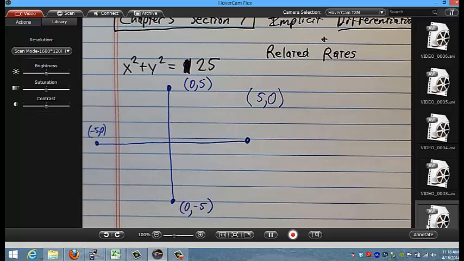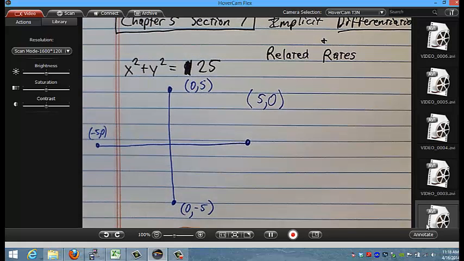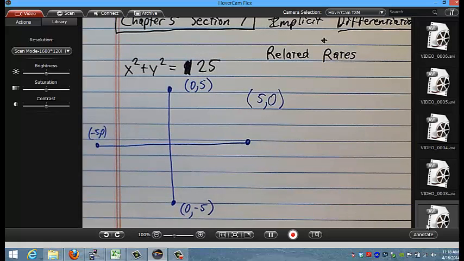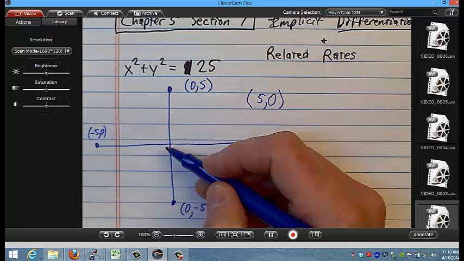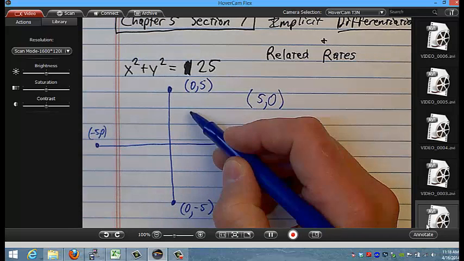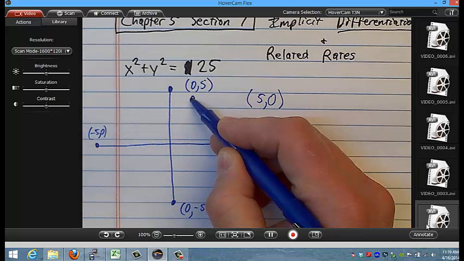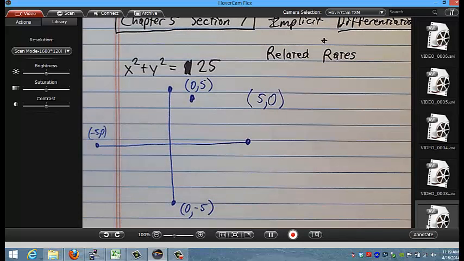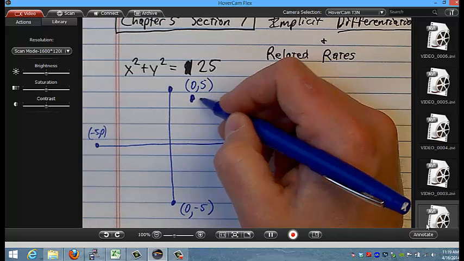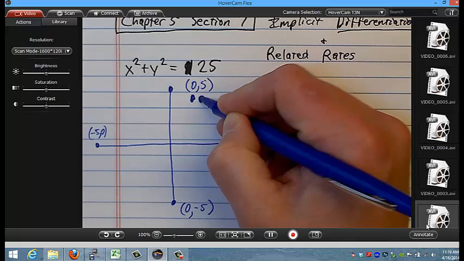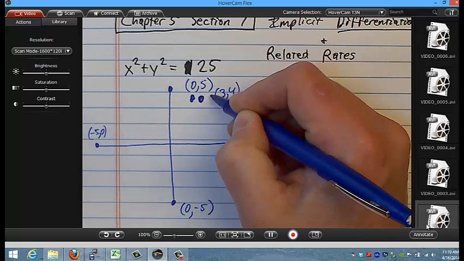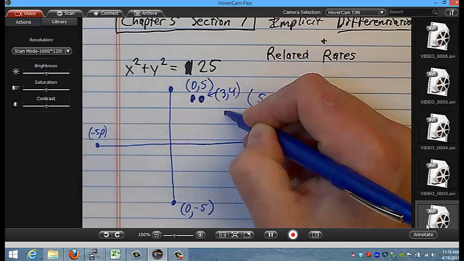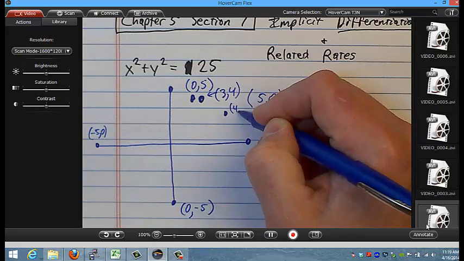Are there more? We did 0, negative 5. There, 3 and 4. Is that true? 3 and 4. Mike came up with 3. What's 3 squared? And what's 4 squared? 9 plus 16, 25, right? So, I don't know, somewhere around here, I guess, would be 3, 4, maybe right there. And then somewhere over here, someone's going to come up with 4, 3.